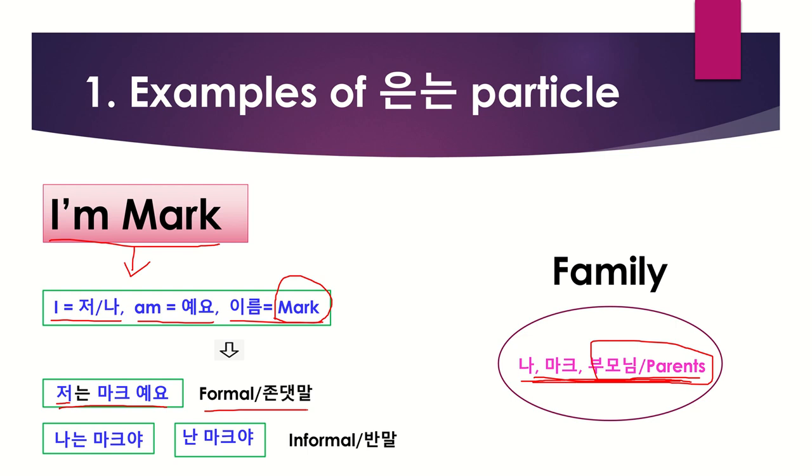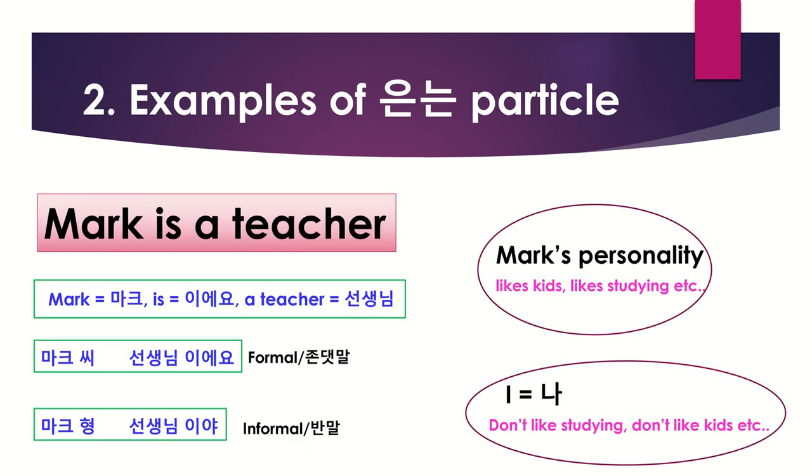Formal, 존댓말, right? 나는 마크야, or 난 마크야, is informal, 반말. Okay? Actually, the Korean word order is not the main issue this time. Okay? So, please wait for the next episode. Okay, and then let's move on to the next example.